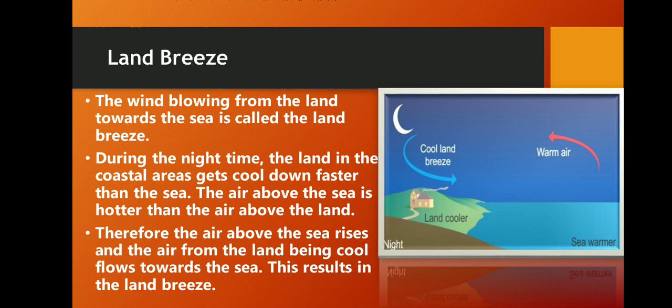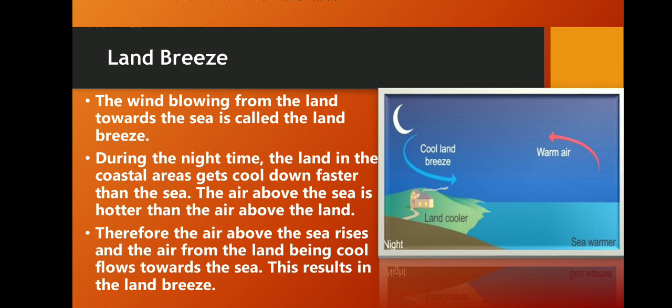During the night time, the land in the coastal areas cools down faster than the sea. The air above the sea is hotter than the air above the land, and we know hotter air moves upward because it is lighter. Therefore, the air above the sea rises, and the air from the land, being cool, flows towards the sea. This results in the land breeze.